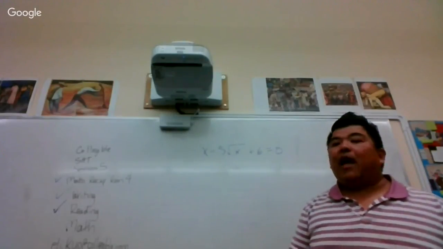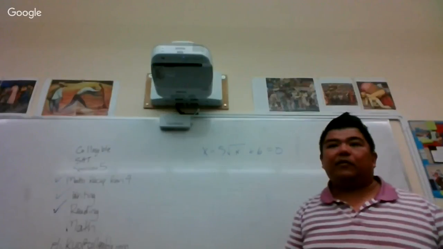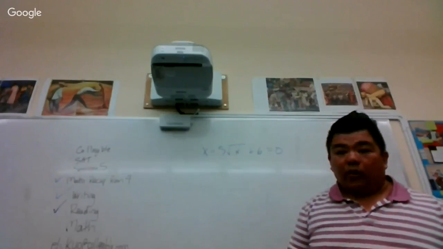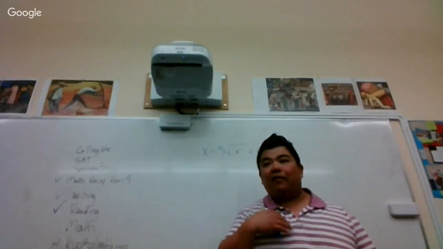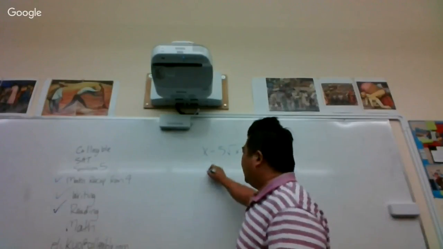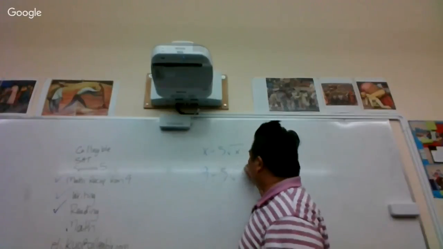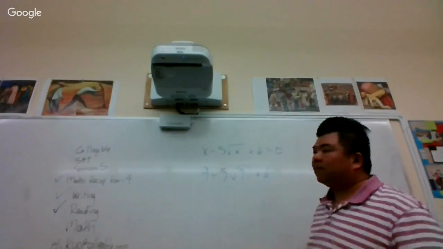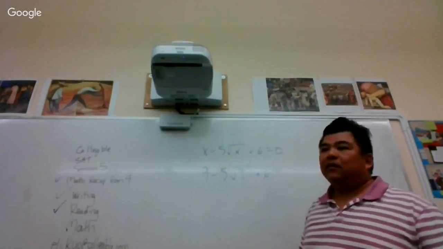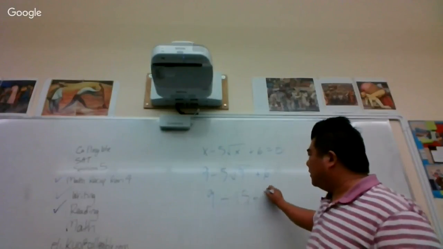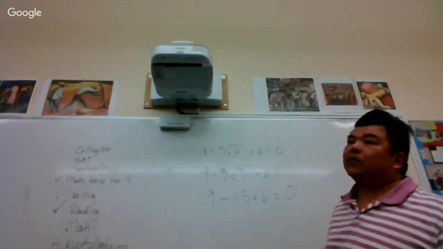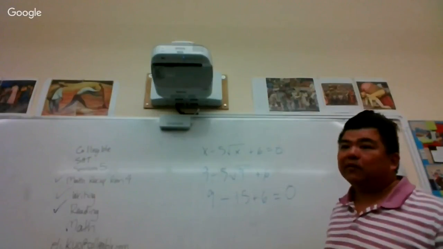We just start plugging in numbers. What's the easiest one to plug in here? 2? 9. Unless you memorize the square root of 2, which I have, it's 1.41. That's not very helpful. Okay, let's put the 9 in here. 9 minus 5 square root of 9, plus 6. Does that help us? I see 9 minus 15 plus 6. That does equal 0. That is the fastest way to do this one.